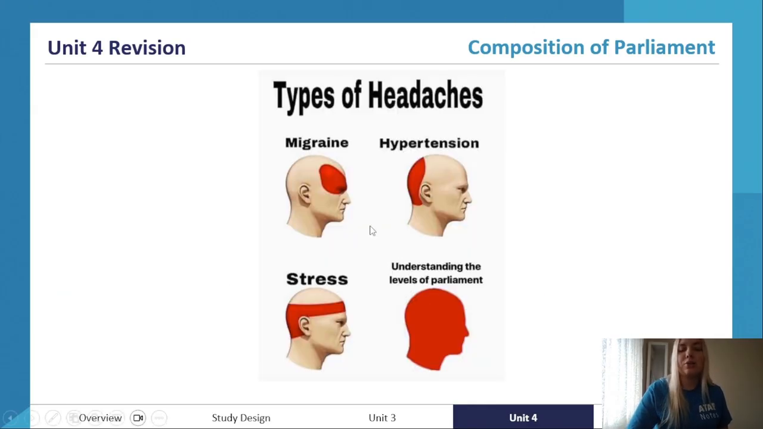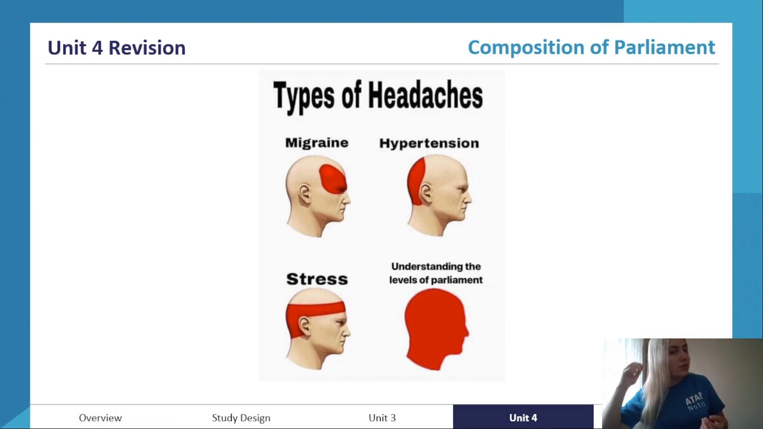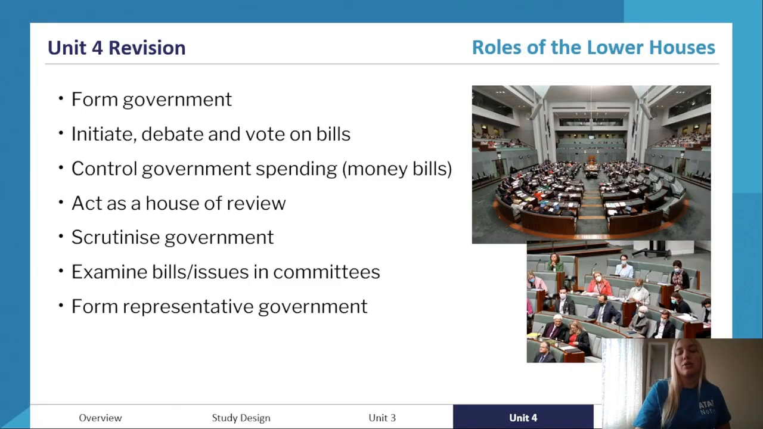If you're confident and you understand the levels of Parliament, you will not be like this redhead. Once you get it, all of the content in Unit 4 becomes very easy. So if you're still finding it tricky in Unit 4, try to wrap your head around all of the concepts, and then everything should come to you. We need to know the roles of the houses.